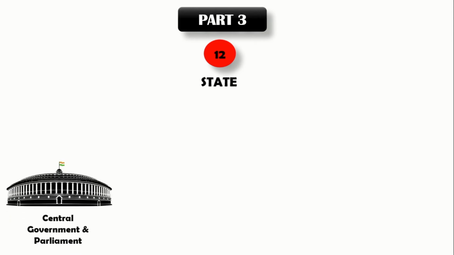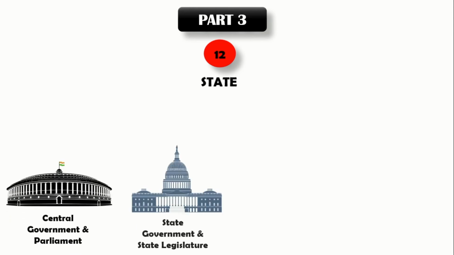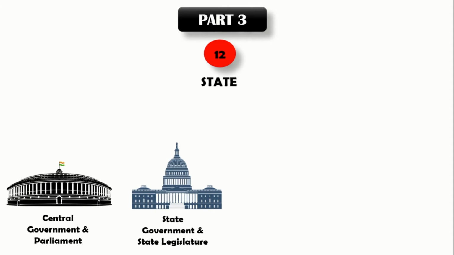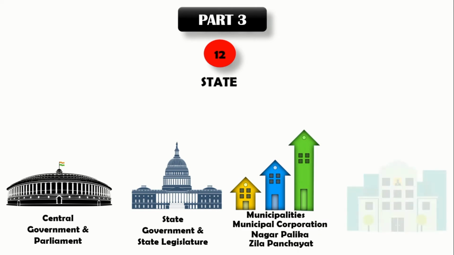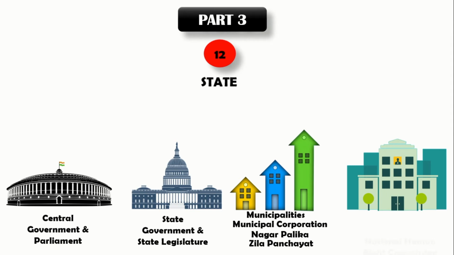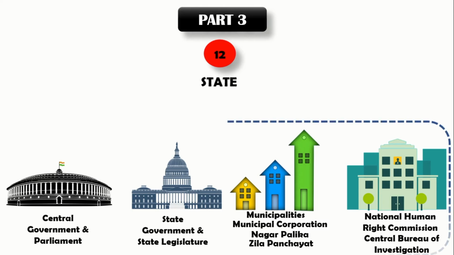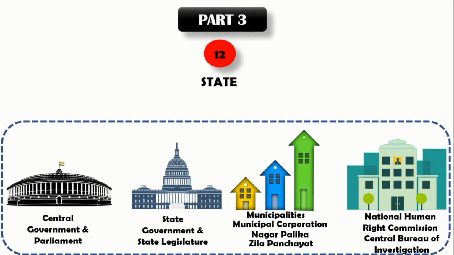It includes the Central Government and Parliament of India, State Government and State Legislature, local authorities like municipalities, municipal corporations, Nagar Palika, Zilla Panchayat, etc., and statutory and non-statutory bodies like the National Human Rights Commission, Central Bureau of Investigation, etc. All these bodies represent the state.